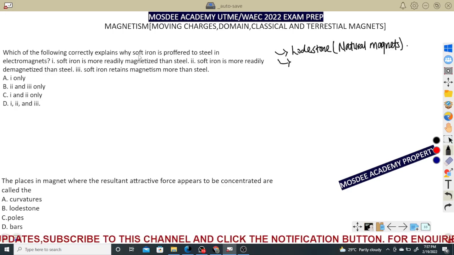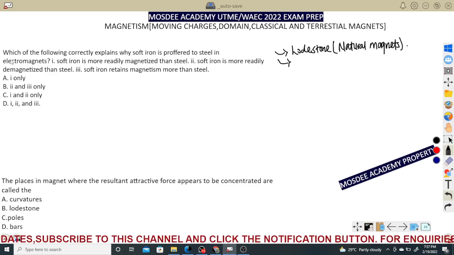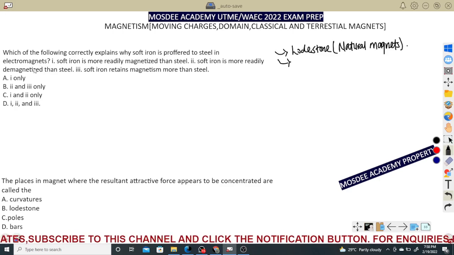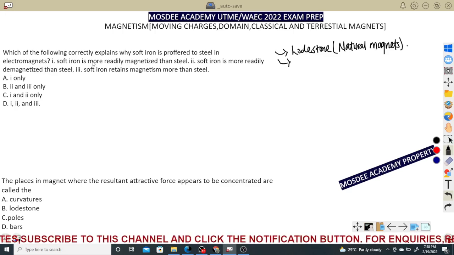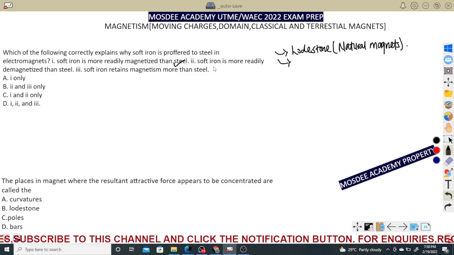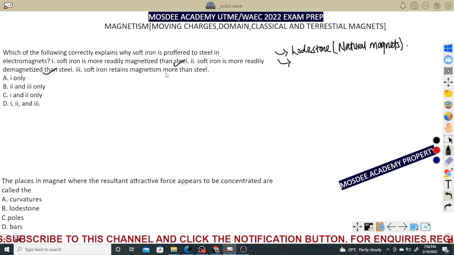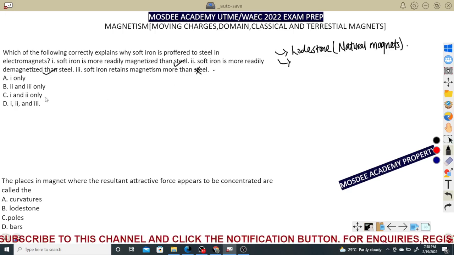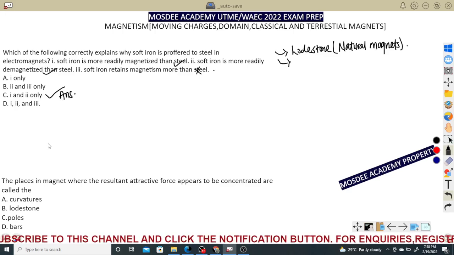Which of the following correctly explains why soft iron is preferred to steel in electromagnets? I told you electromagnets are temporary magnets. I gave you the reason. I said they easily magnetize and they easily demagnetize. So soft iron is more easily magnetized than steel. Absolutely. Soft iron is more easily demagnetized than steel. That is also correct. Soft iron retains magnetism. That is not correct. We've talked about this, and the answer to this is nothing but 1 and 2, and we pick this answer. I hope students are getting this. We move to the next question.